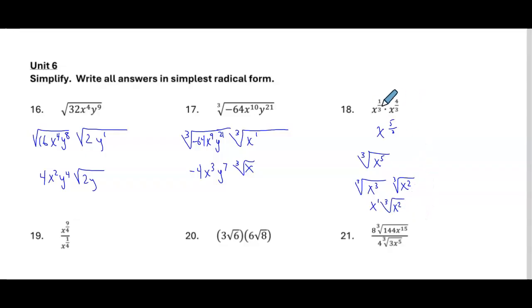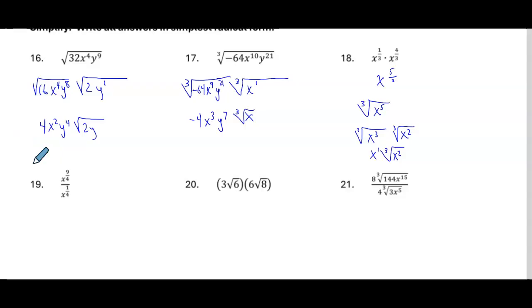Okay, so if you have side-by-side powers, you need to add them, and then you just convert it with the root index from the denominator and the power from the numerator. All right, this one is a fraction, so I need to subtract my exponents. 9/4 minus 1/4 is 8/4. But 8/4 reduces to 2, so that's all there is to it.